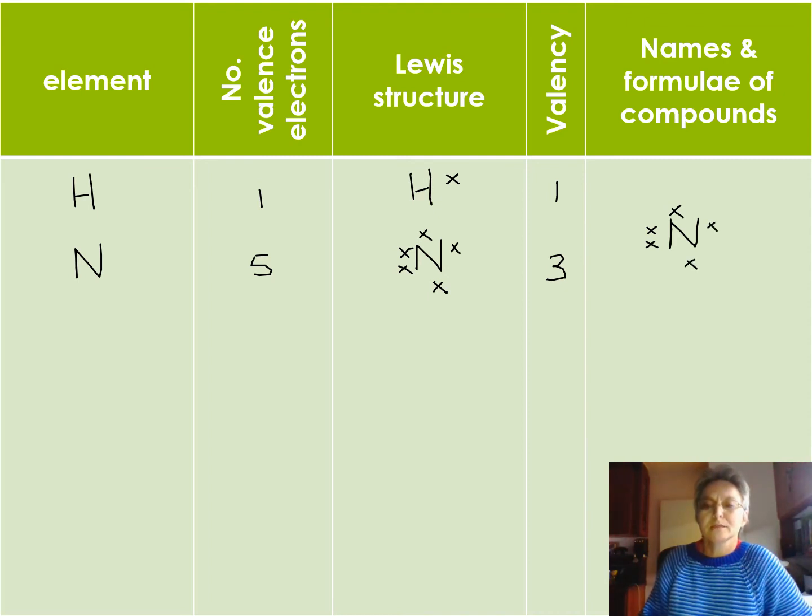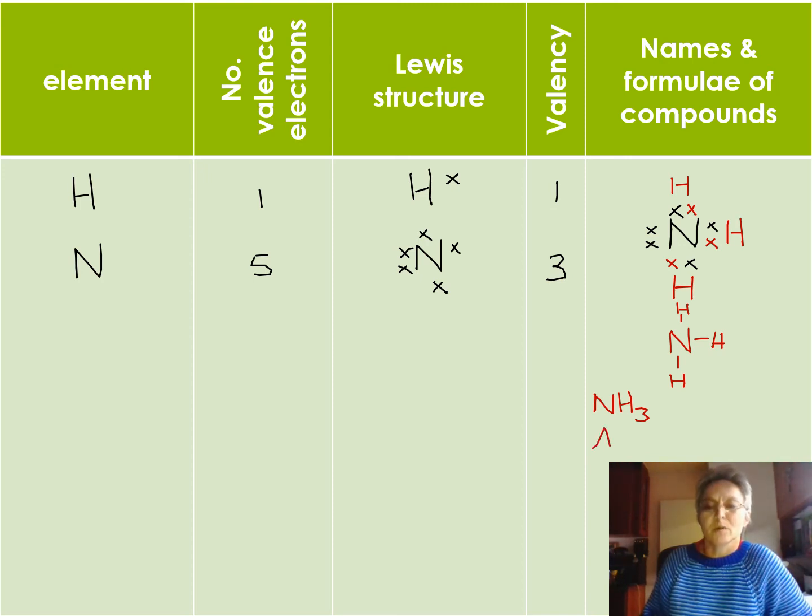So if I draw the Lewis structure for nitrogen, there are 3 places where hydrogens can share the electrons of nitrogen. So 3 hydrogen atoms will come along and share their electrons with one nitrogen atom. And we can use lines to represent the bonds that are formed between the nitrogen and the hydrogen. And the formula for this is NH3. And this compound's got a special name. Its special name is ammonia. And that is what you smell in Handy Andy.